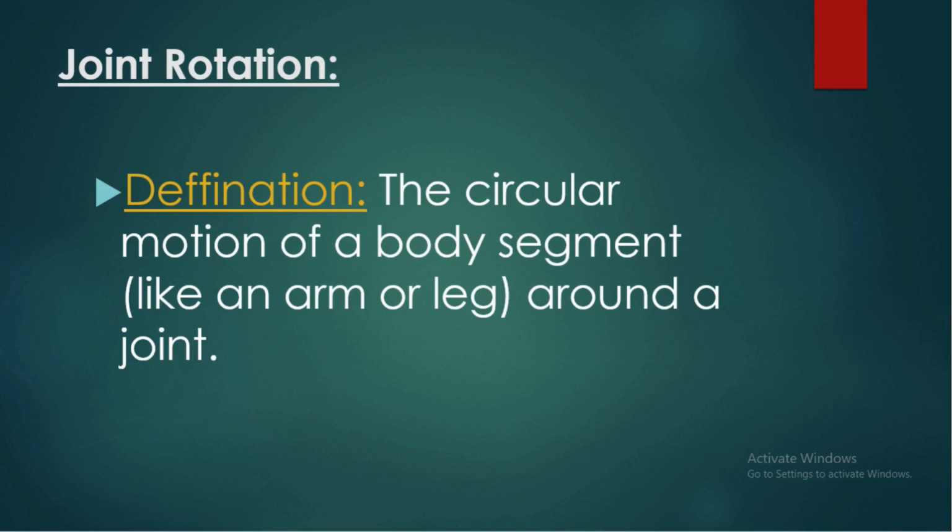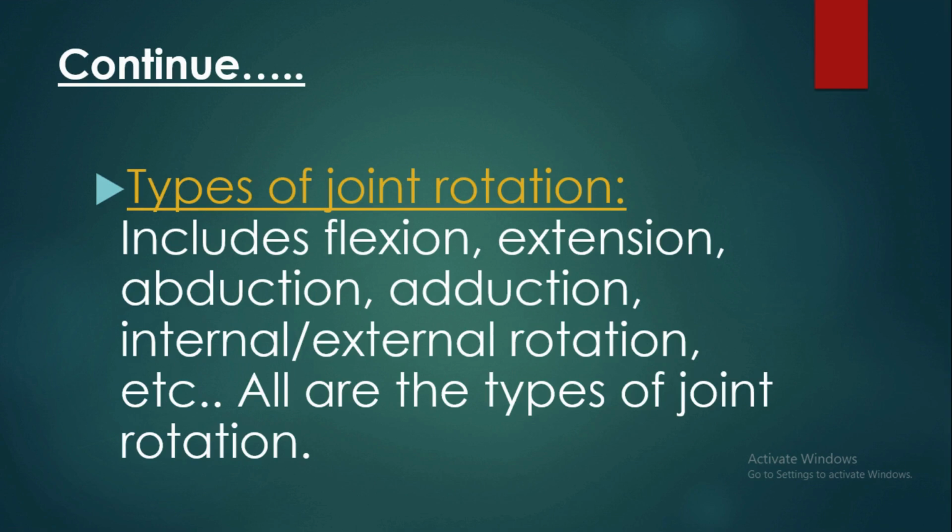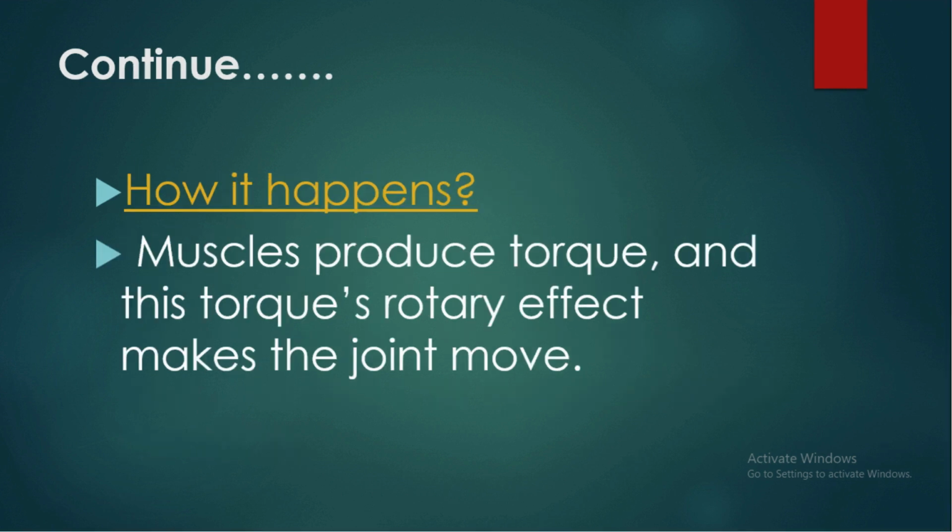So what is joint rotation? Basically, it is the circular motion of a body segment, like the arms or legs, around a joint. There are types of joint rotations, which include flexion, extension, abduction, adduction, internal or external rotation, etc. All are types of joint rotations.